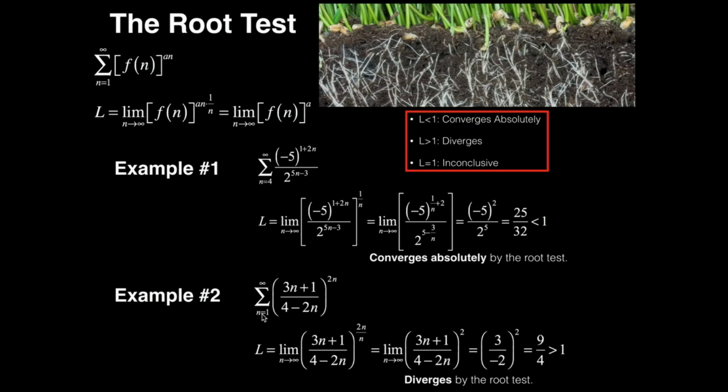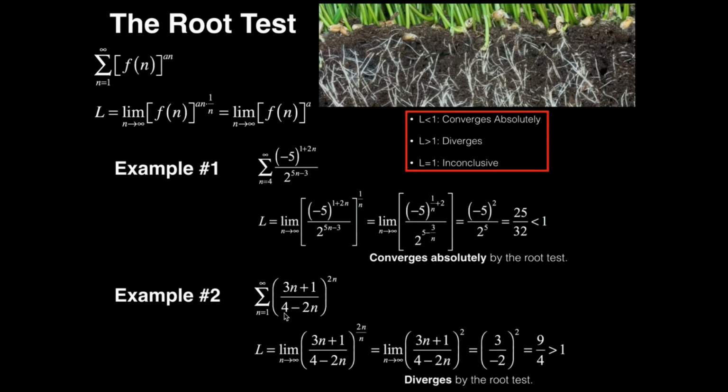We have a series from n equals 1 to infinity. And now we've got this whole thing raised to the power. So that's a dead giveaway that we're to use the root test. So we have 3n plus 1 over 4 minus 2n, all raised to the 2n power. So our limit L is the limit as n goes to infinity.